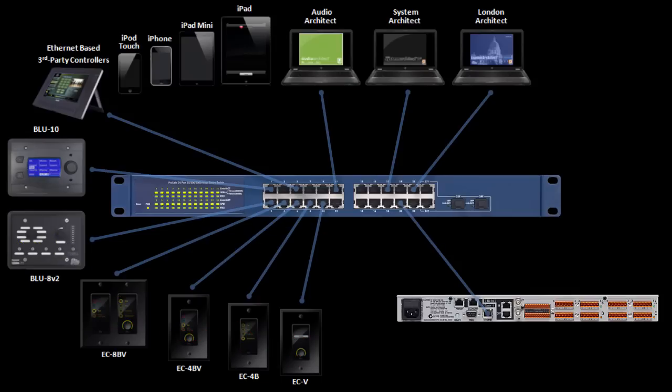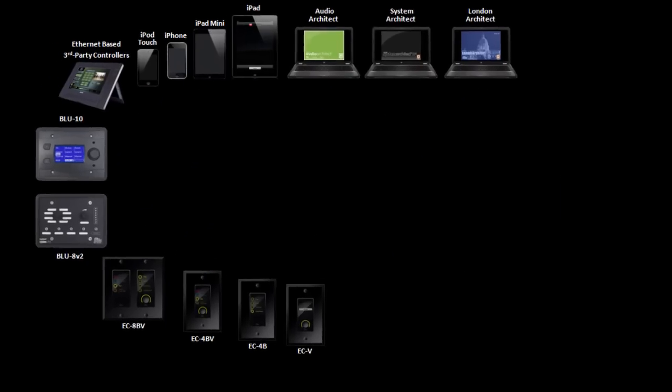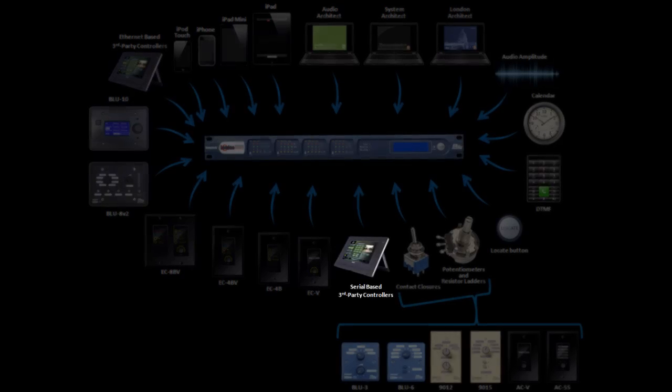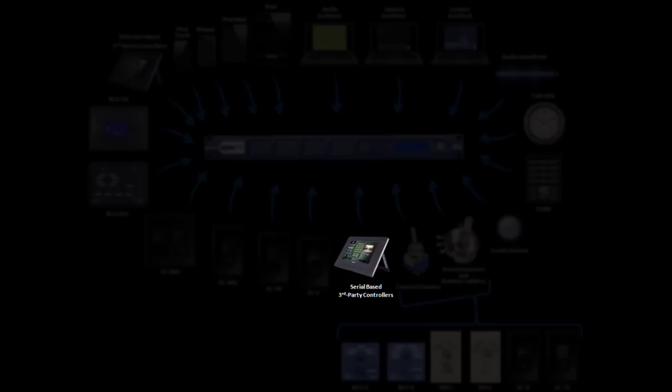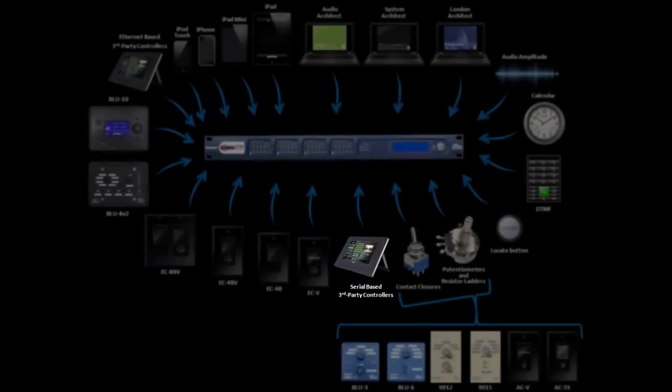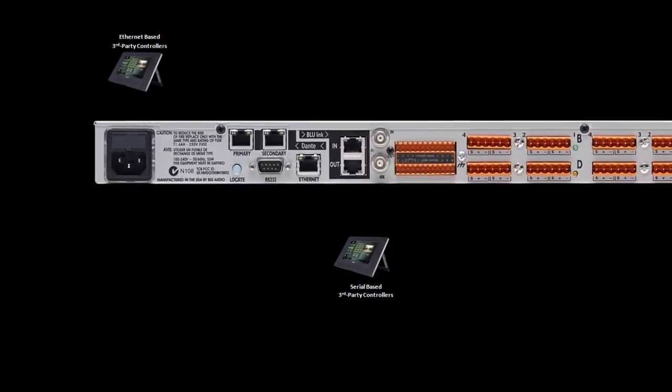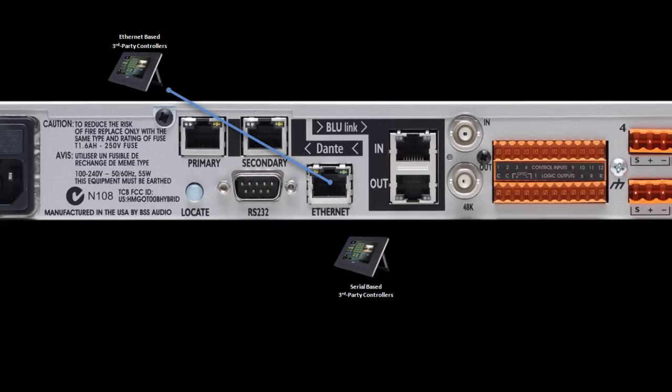And if you plan on using iOS devices running HiQnet motion control, make sure there's a wireless access point on the Ethernet network, because these devices do not have wired Ethernet ports, only Wi-Fi. Serial RS-232-based third-party controllers can control and monitor Soundweb London devices using the same fundamental commands as those used with Ethernet-based third-party controllers, except these commands would exist as serial strings delivered to the Soundweb London serial port.